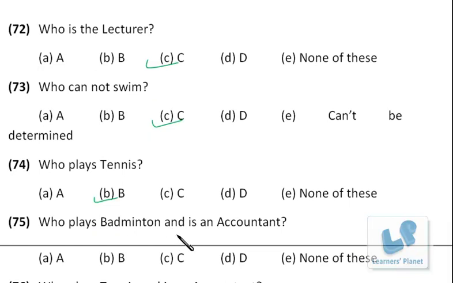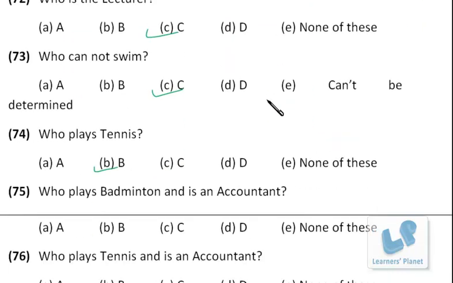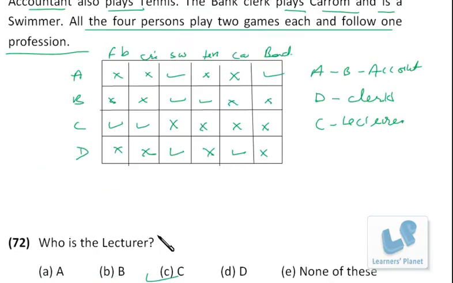Then who plays badminton and is an accountant? Badminton and accountant: A and B are accountants, and out of them A is playing badminton. That means A is an accountant and plays badminton. So it's A. Then who plays tennis and is an accountant? The remaining accountant is B, and he is playing tennis. So B is the correct choice, right?